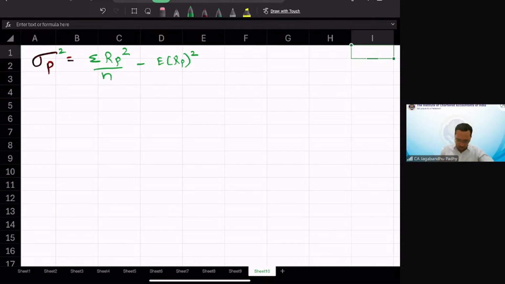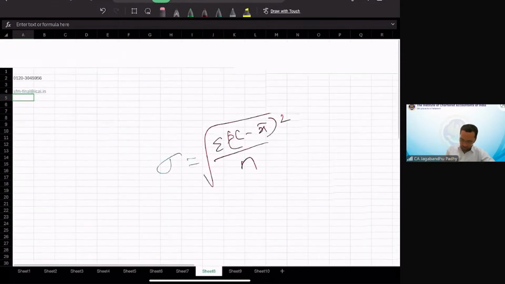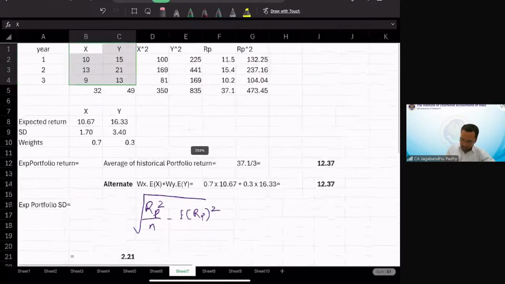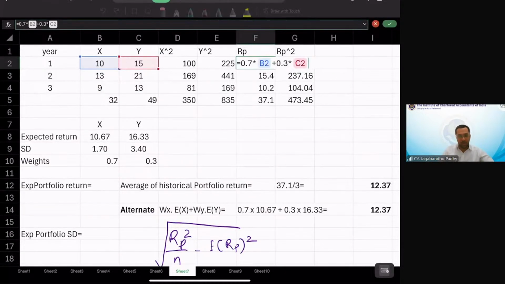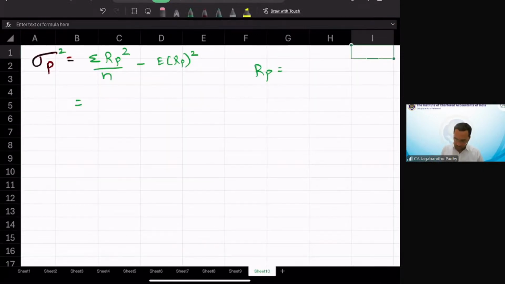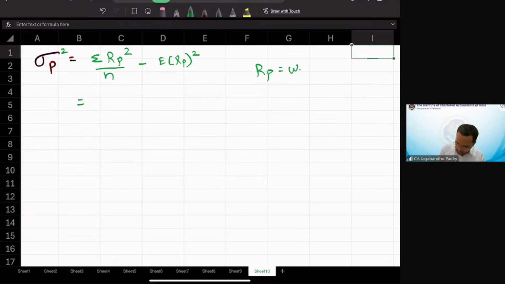Yes? Okay. So now let me substitute certain things. How did we compute the return of portfolio over here, guys? Return of portfolio was essentially weight of X into return of X plus weight of Y into return of Y. Correct, guys? So let me say over here that this is nothing but weight of X into X plus weight of Y into Y.